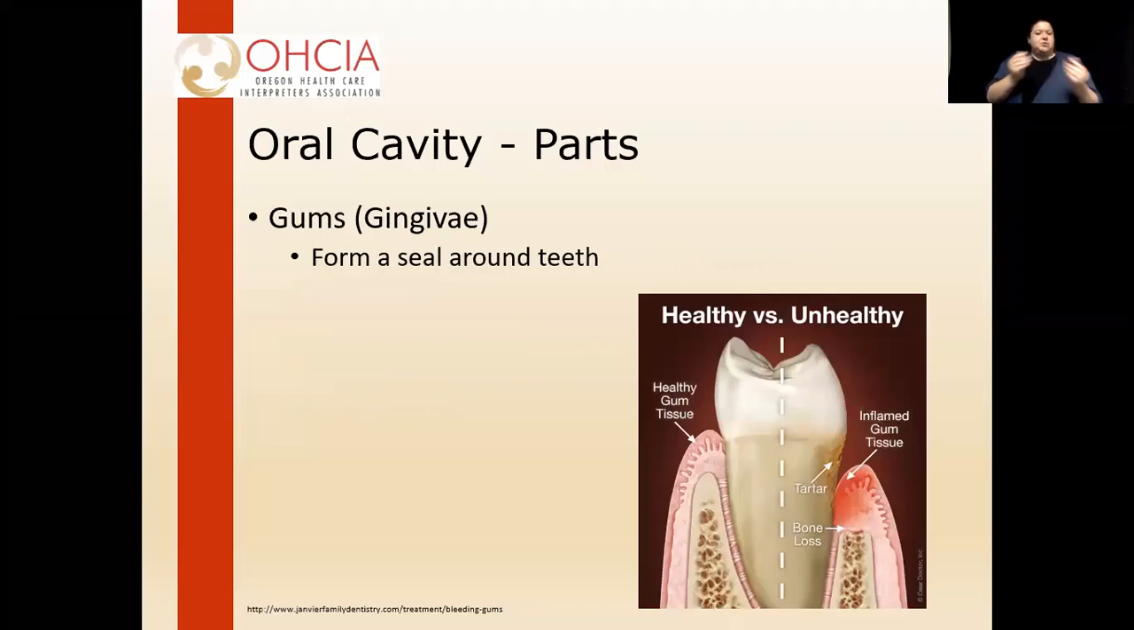Your gums, or your gingiva, are the tissue that surrounds your teeth, and they form a seal between the bone that holds the teeth in place and the tooth itself.